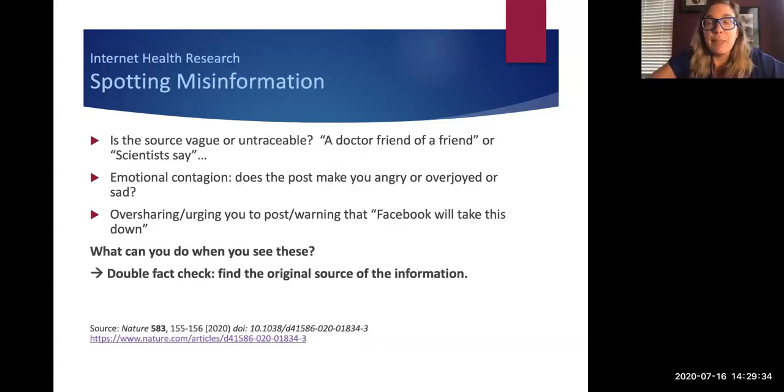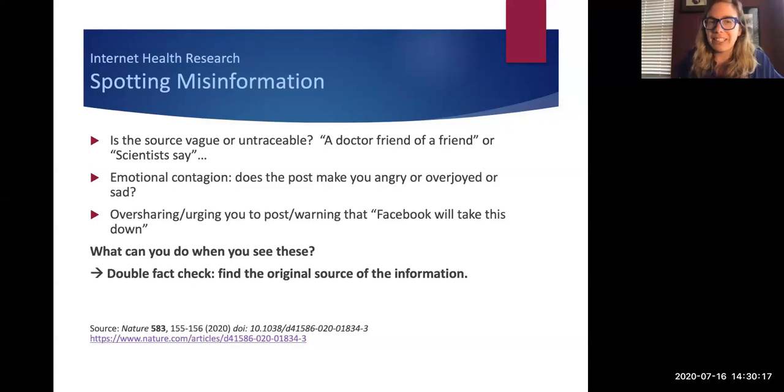And this has become such a sort of epidemic of false information in the environment of coronavirus that a bunch of scientists actually got together and looked at ways that you can sort of spot misinformation. And this is particularly relevant to social media, where you might be getting a lot of this at the moment. Is the source vague or untraceable? This is one of my favorites right now. You know, insert a picture of a healthcare professional who works in some place, right? A doctor friend of a friend, or a nurse friend of a friend. Or if it says generically scientists say, which scientists? Are you sure they're scientists? Because that sounds a little vague.